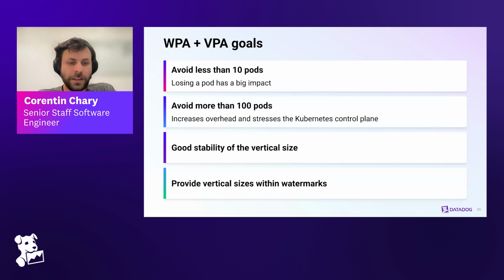We also want to provide good stability of the vertical size because each vertical change means a totally different profile of the application. Most applications don't run the same way with one CPU or 2 CPUs, and we want to limit oscillations. We want to make sure that the VPA knows about the WPA watermark to make sure that it makes recommendations that take the watermark into account. If my watermarks are between 40 and 60, it means that my target is not 90% utilization. It's between 40 and 60.